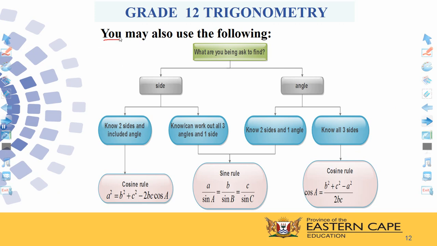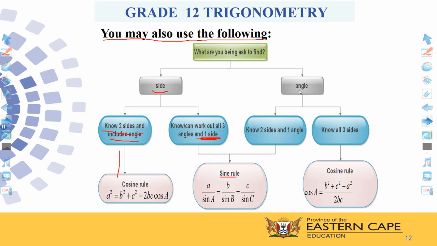Ask yourself these questions. What is it that is being asked? What am I asked to find? If you are asked to find the side, what is it that you know? You can either know two sides and an included angle, then in that case you use the cosine rule. Or you are to calculate the side still, but now you know, or you can work out all three angles and you have one side. So you have one side and all three angles or any two angles, then you must use the sine rule.